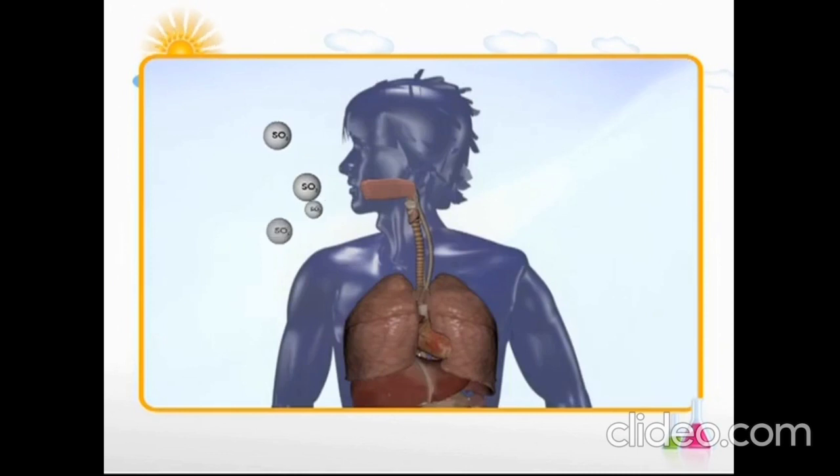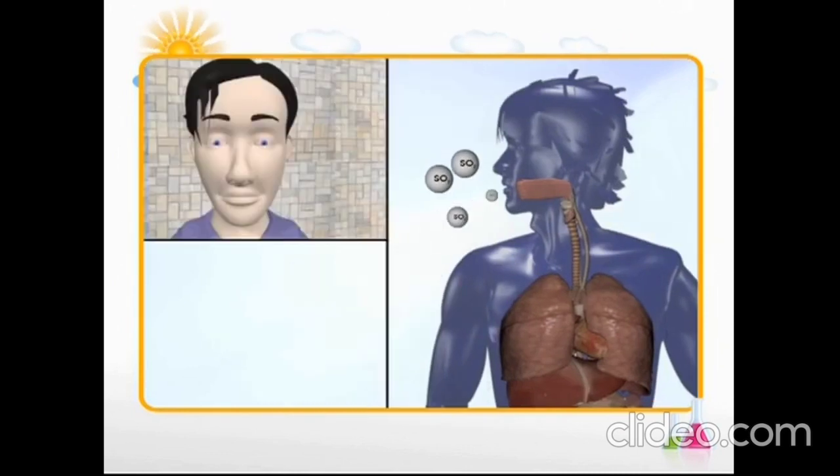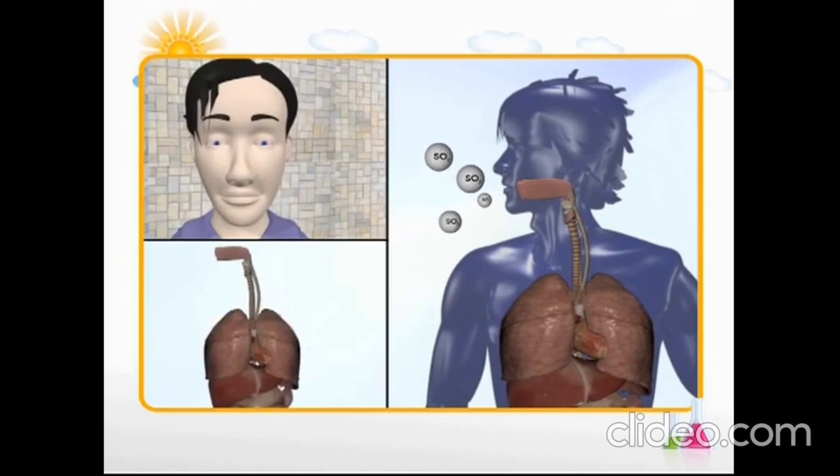Sulfur dioxide is a stinking gas which causes irritation to the eyes and affects the lungs, causing respiratory problems. At significantly higher concentration, it causes bronchitis and inflammation of the lungs.